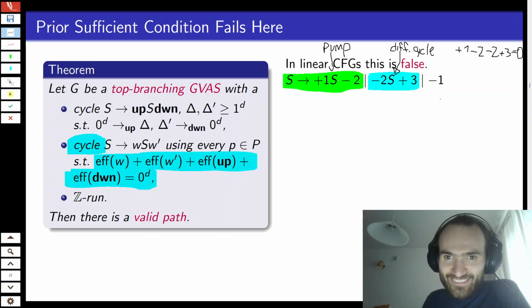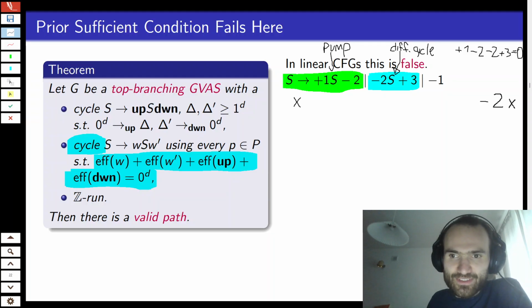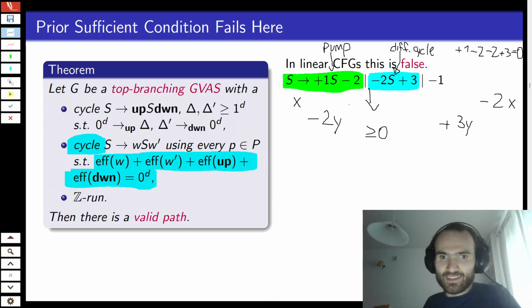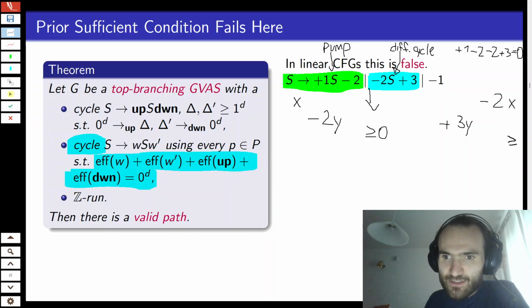But the more interesting thing is, I claim that this does not have a valid path. Why is that? Essentially, with the first rule, you are allowed to borrow yourself x euros, but at the end of the derivation you then have to pay back 2x euros. On the other hand, you are allowed to pay somebody 2y euros, and in exchange you are going to get 3y euros at the end. And now your run has to be greater than or equal to 0 when you did all the borrowing, when you did all the left hand side, and it has to be greater than or equal to 0 at the end.